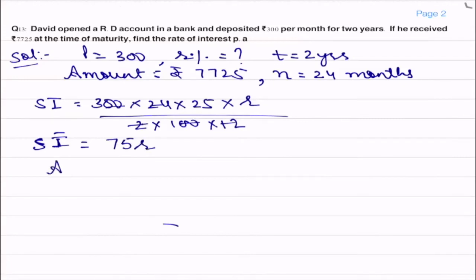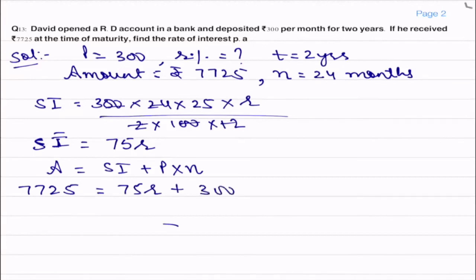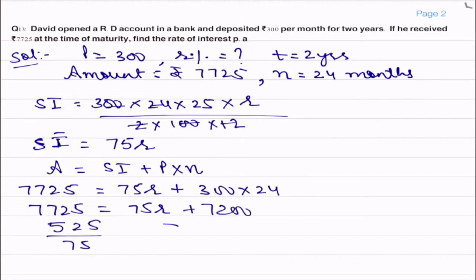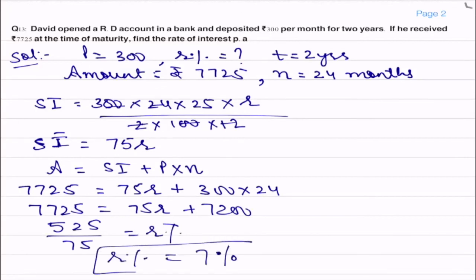Substitute in the formula of amount, SI plus P into n. So the amount formula is given: amount equals simple interest plus principal into 24, that is the number of months. So after putting the values, we will do the calculation. The rate of interest is 7%. So this is our answer.